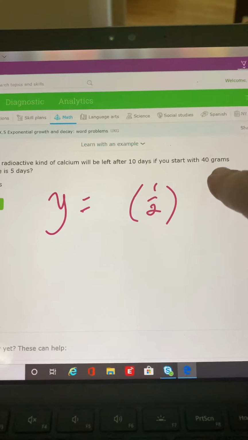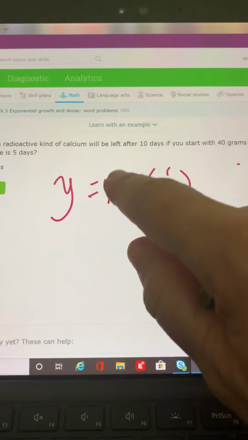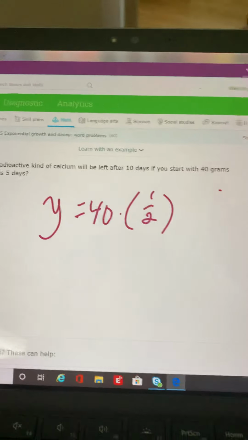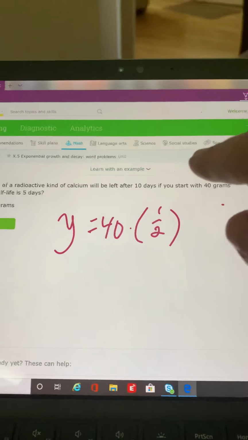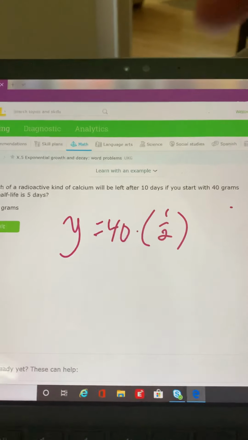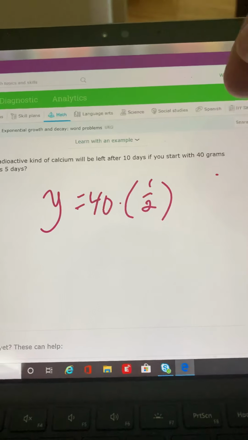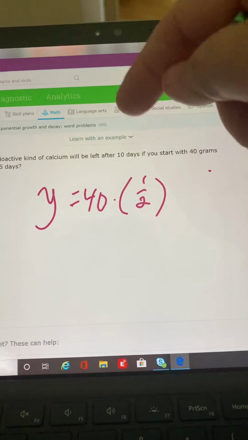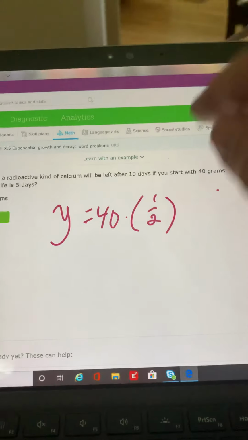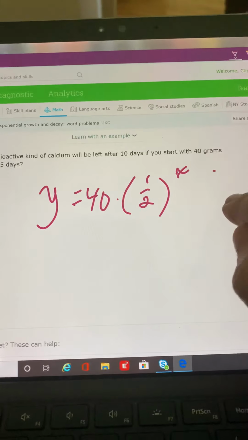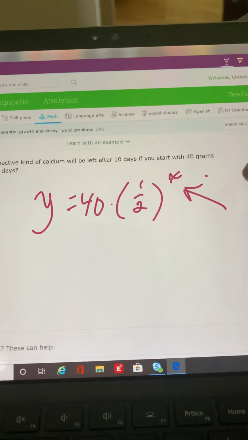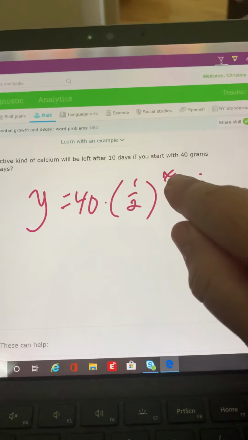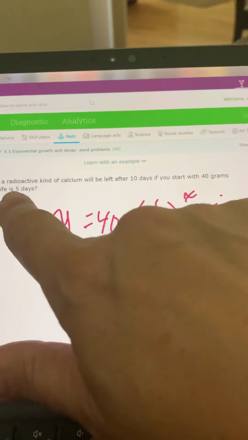And if you're starting with 40, that's your initial, so that's no big deal. What actually ends up being an issue here, though, is when it actually gets halved. So, for example, if every day it's half, it comes down to like, what do I put here? So it's not going to be 10 days. It's going to be based on this 5 days.